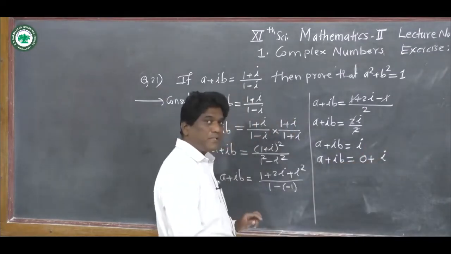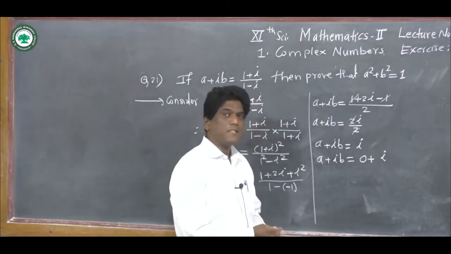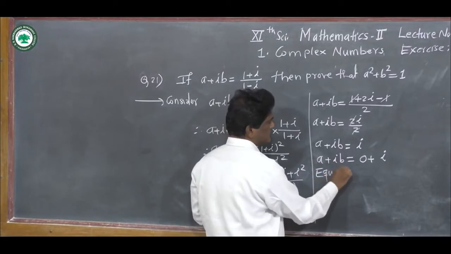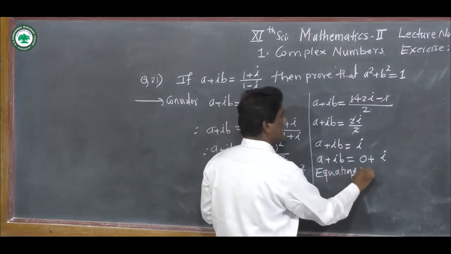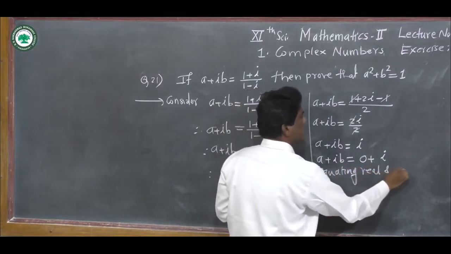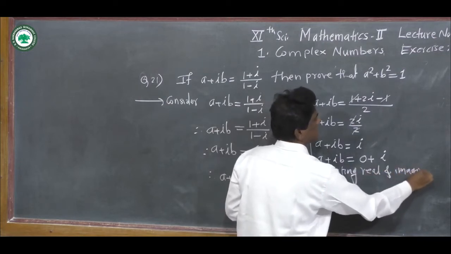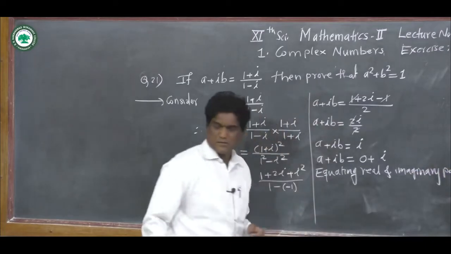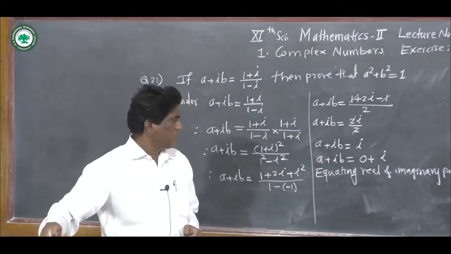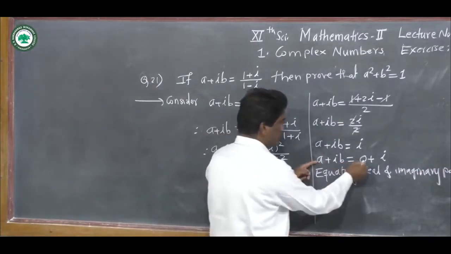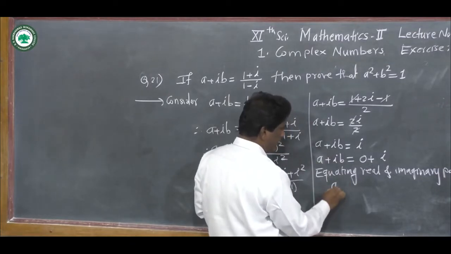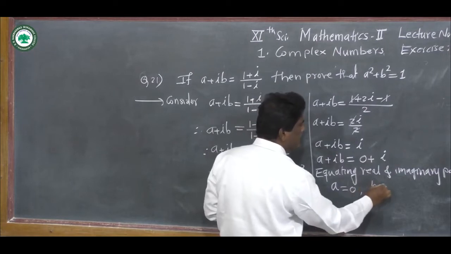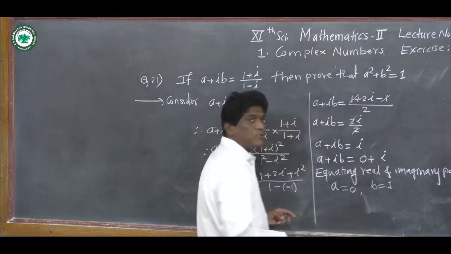And now equating the real parts and imaginary parts. So we get a is equal to 0, real part a is equal to 0, and b is equal to the coefficient of i, that is 1, b is equal to 1.